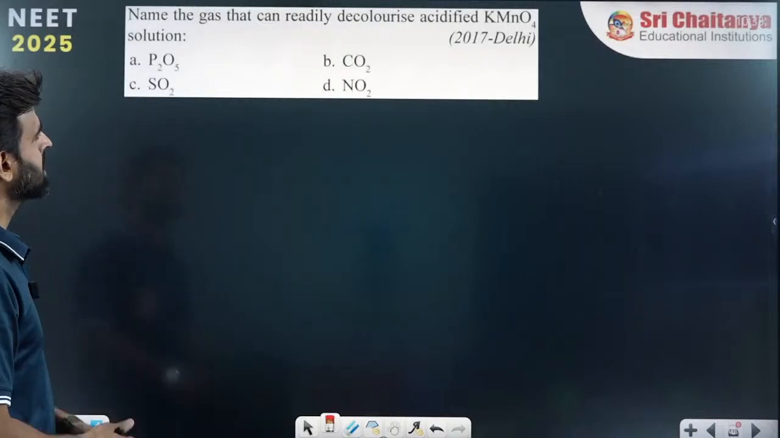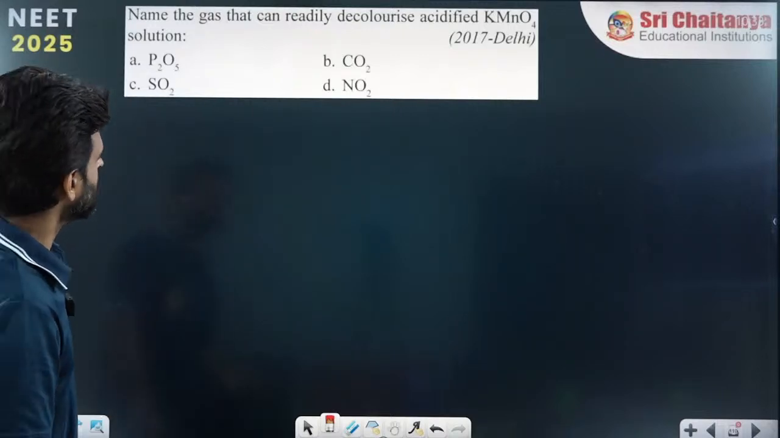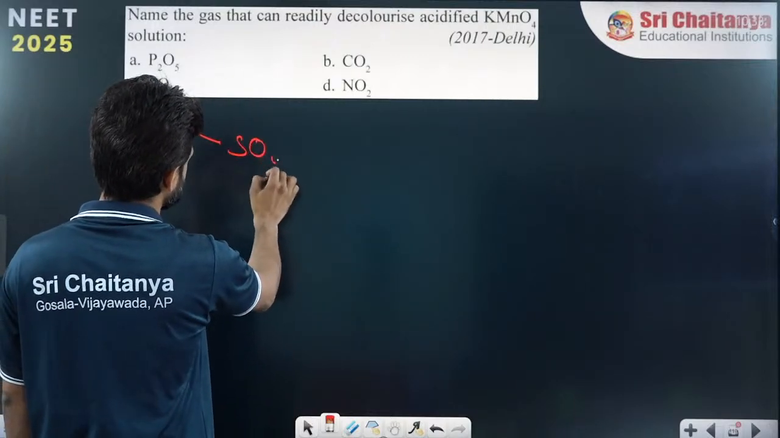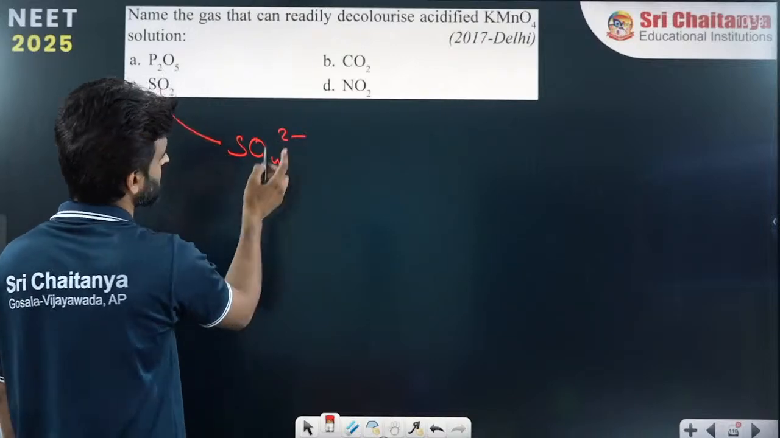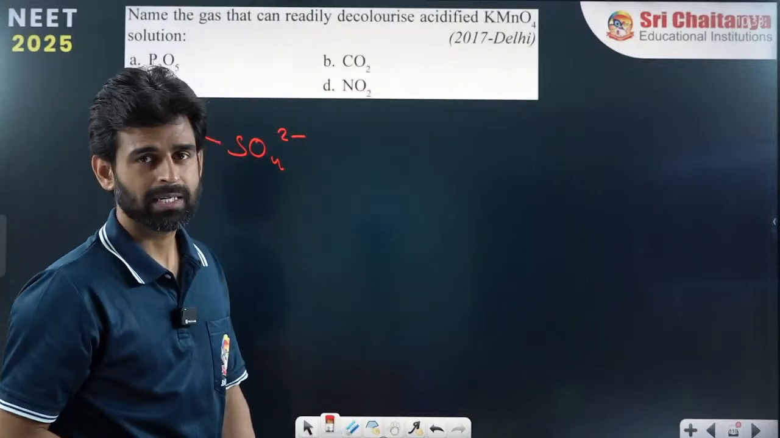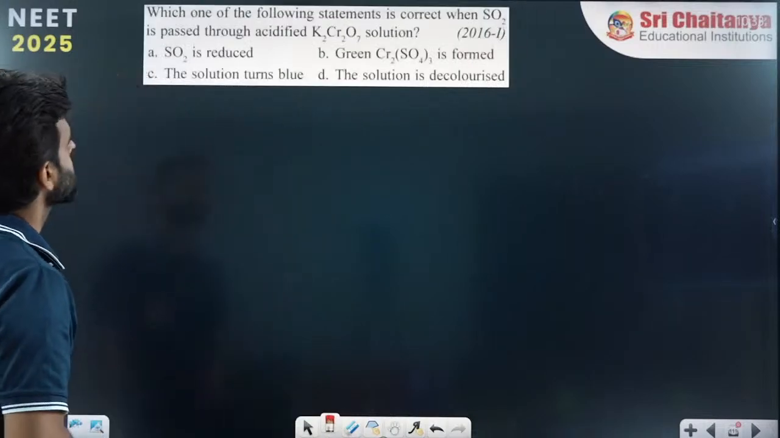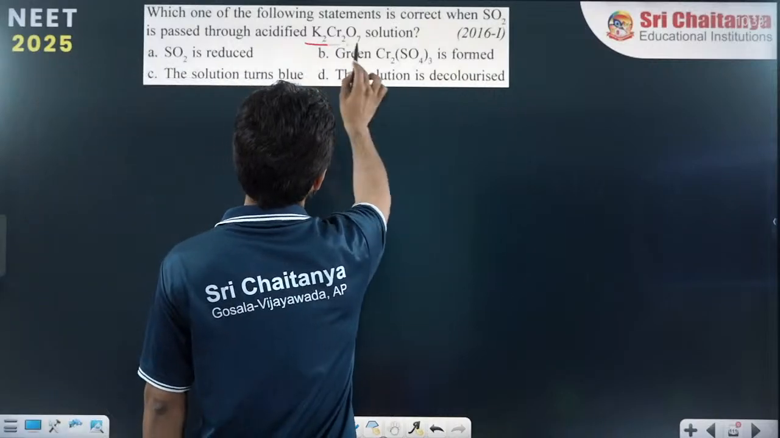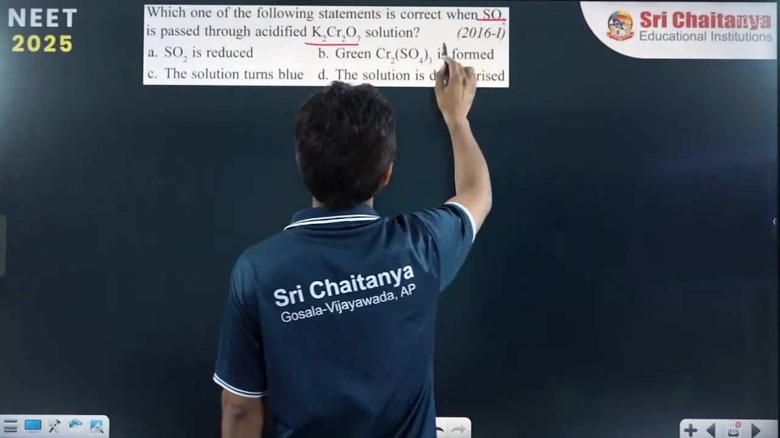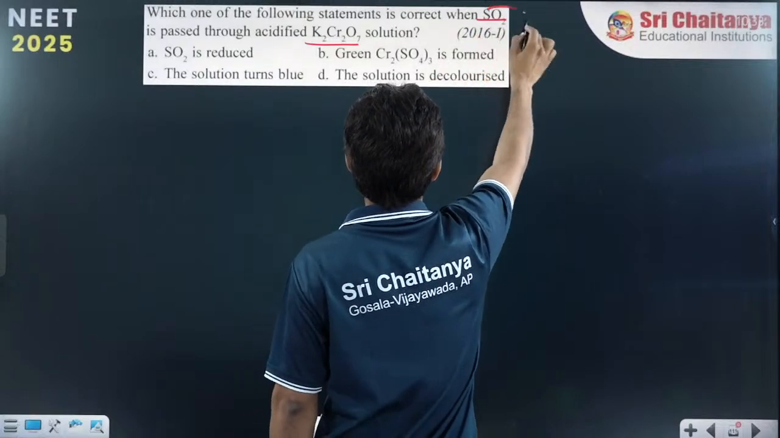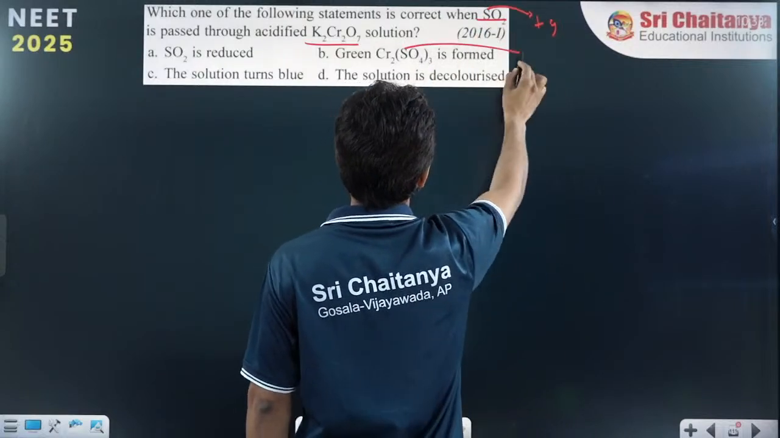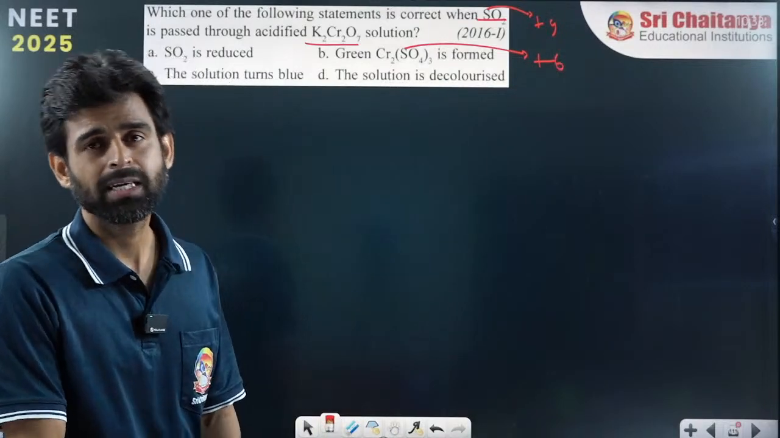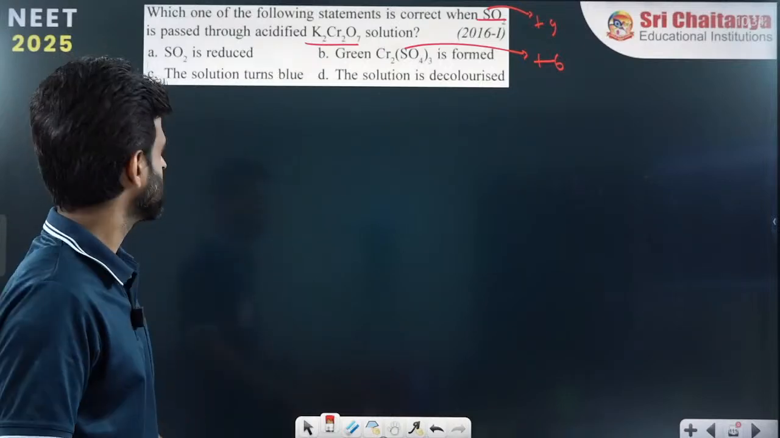Name the gas that can readily decolorize acidified KMnO4. Definitely, you can oxidize SO2 to a higher oxidation state like sulfate, plus 4 to plus 6, so KMnO4 will be reduced, and that's why it will decolorize. Same question: if you pass this through SO2, it will oxidize to what? S is plus 4 here, and here sulfur becomes plus 6. So oxidation of SO2 or sulfur and reduction of K2Cr2O7.